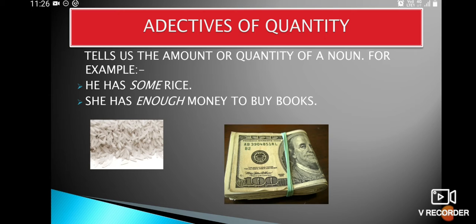How much money does she have? She has enough money to buy books. So some and enough, these are the words which are describing the quantity or amount of a noun. So we call them adjectives of quantity.